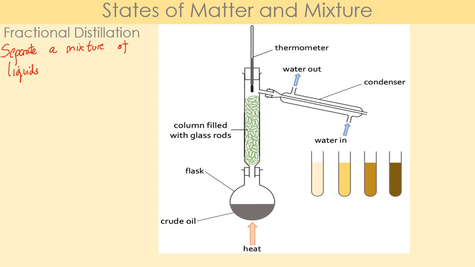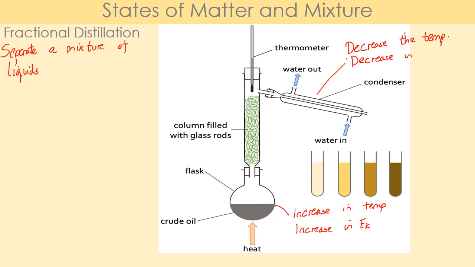Again, we apply heat, so an increase in temperature. And that means an increase in kinetic energy. Up here, we've got our condenser. We decrease the temperature. We get a decrease in kinetic energy. We then separate them based on their boiling points. So they'll go up. Now, this is filled with glass rods. It's called a fractionating column.